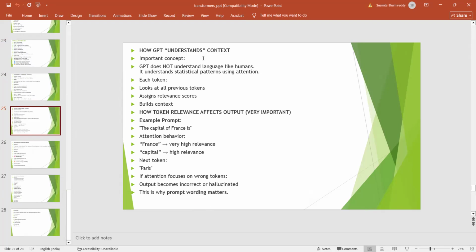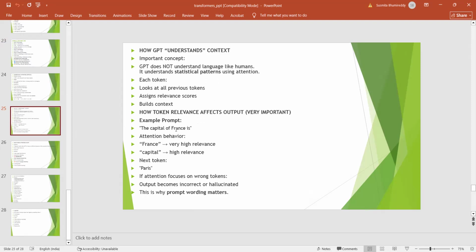So how does GPT understand this context? It does not understand human language like humans do. So it understands by using this attention. It understands statistical patterns. Here each token looks at all previous tokens, assigns some relevance scores, and builds some context. And then it will generate the next output.